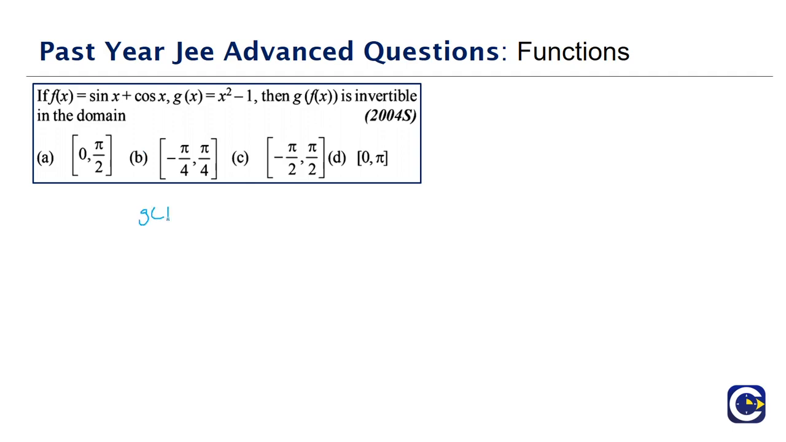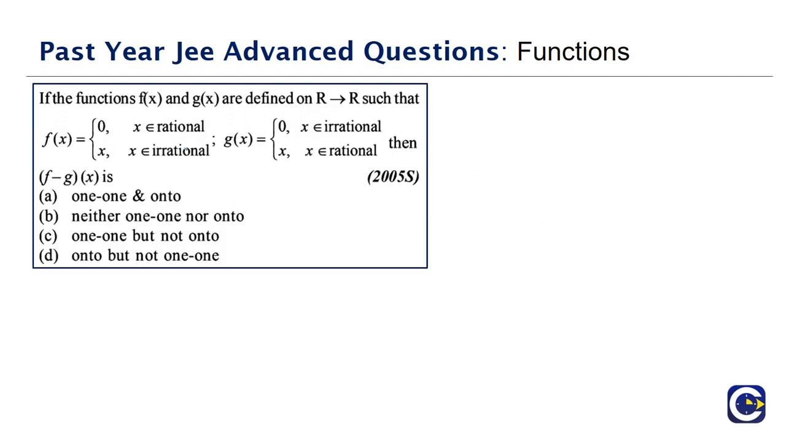So if you consider g of f of x is equal to (sin x plus cos x) whole square minus 1, which is nothing but sin 2x. So g of f of x is invertible in which domain? Minus pi by 2 is less than or equal to 2x is less than or equal to pi by 2, which implies minus pi by 4 is less than or equal to x less than or equal to pi by 4. So the answer for this question is option B. Moving on to the next question.